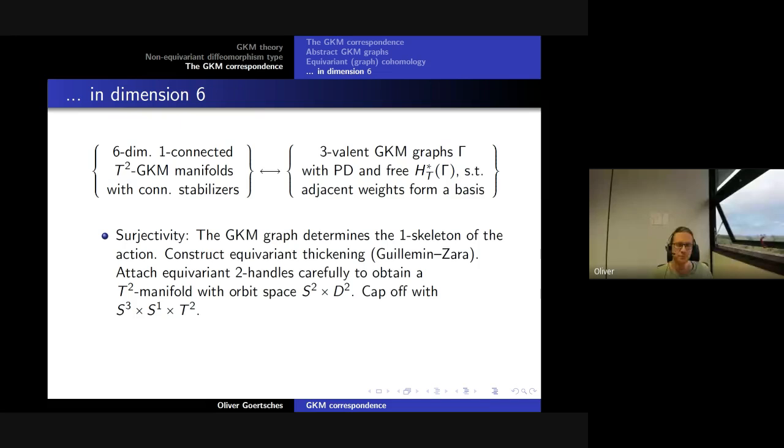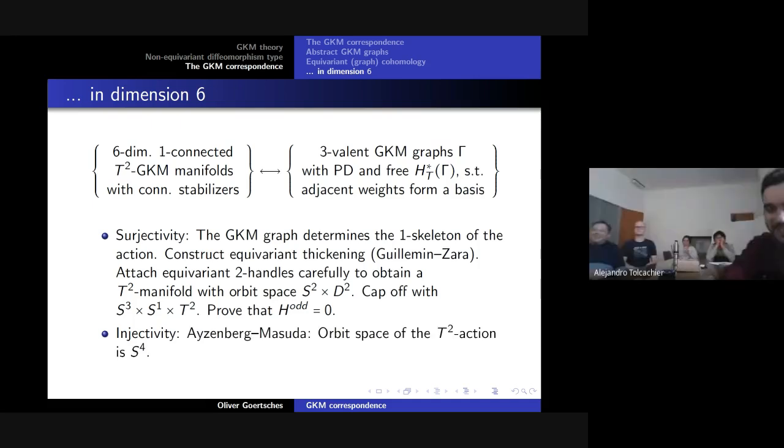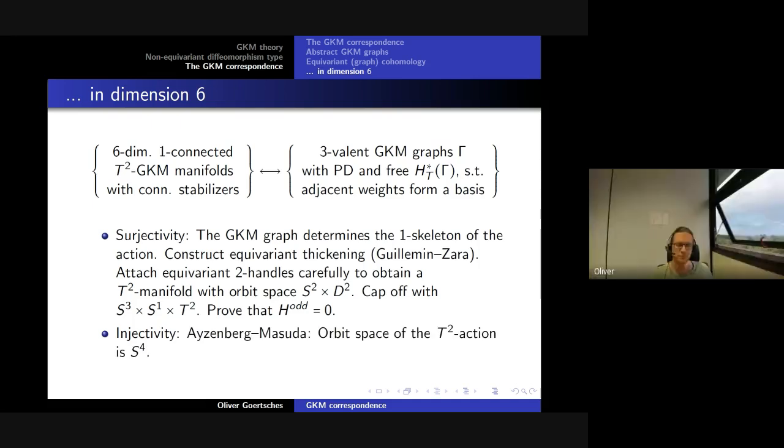So there are results by Eisenberg and Masuda that say that my orbit space necessarily has to be S4. So I have to construct this manifold in such a way that my orbit space is S4. And then one has to prove that the odd cohomology vanishes. And injectivity goes like this. This result by Eisenberg-Masuda tells us what the orbit space is. My GKM graph lives in this orbit space S4 here.